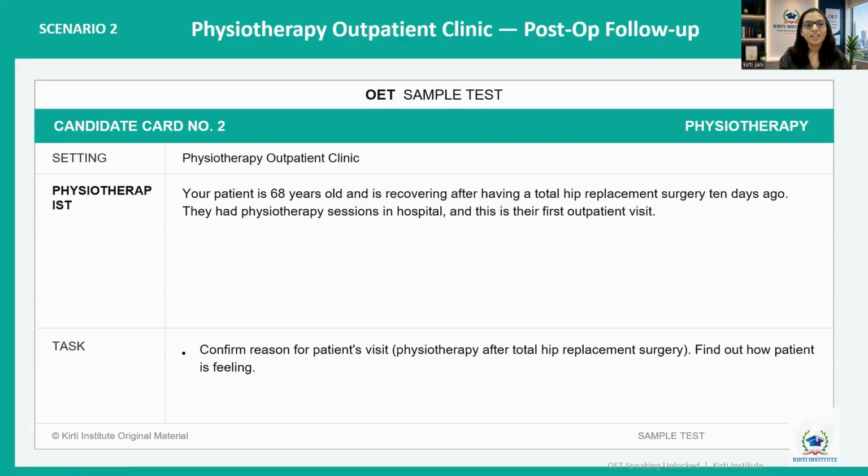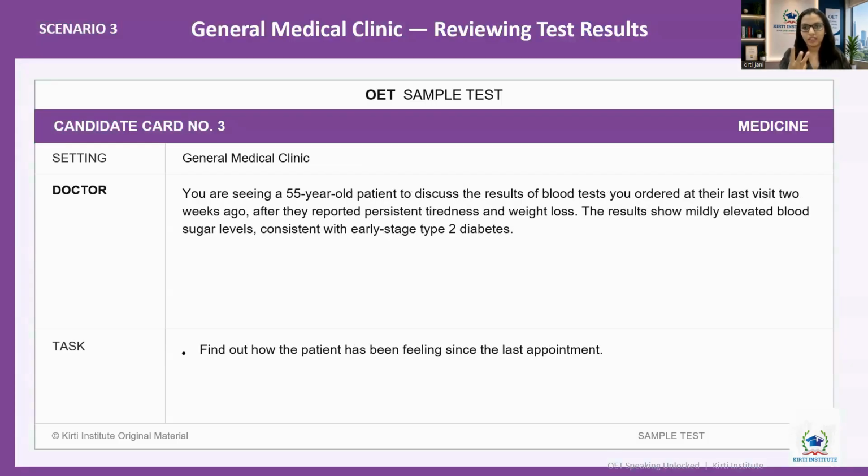Okay, now let's move on to the third scenario. Now, this is a role play card of medicine for doctors, and the setting is general medical clinic. Assume yourself as a doctor in a general medical clinic. Let's read the background information so that we can understand what kind of patient we are about to meet. You are seeing a 55-year-old patient to discuss the results of blood tests you ordered at their last visit 2 weeks ago. Wow, several pieces of information.